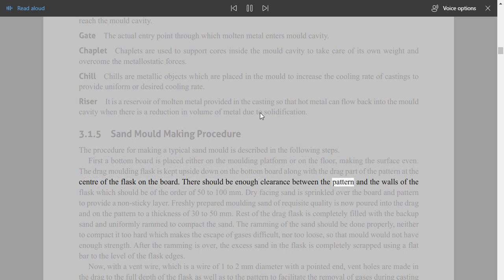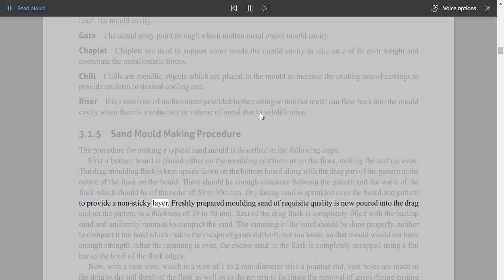There should be enough clearance between the pattern and the walls of the flask, which should be of the order of 50 to 100 millimeters. Dry-facing sand is sprinkled over the board and pattern to provide a non-sticky layer. Freshly prepared molding sand of requisite quality is now poured into the drag and on the pattern to a thickness of 30 to 50 millimeters.